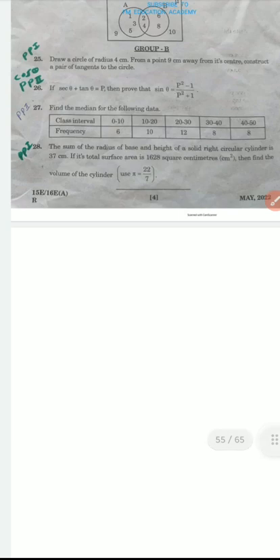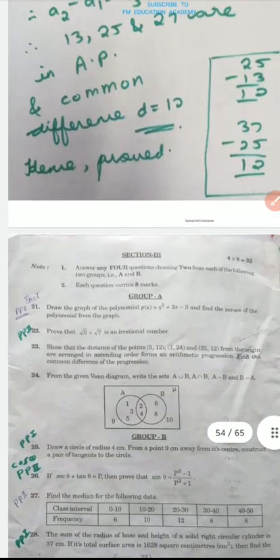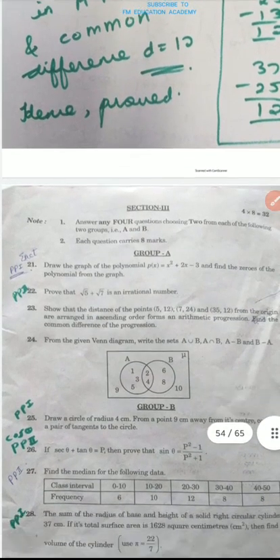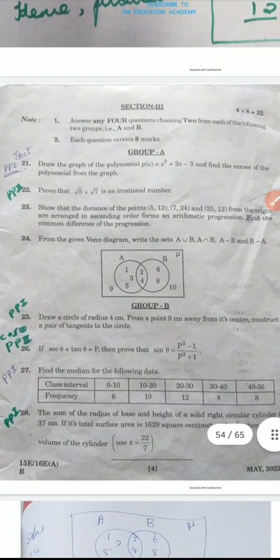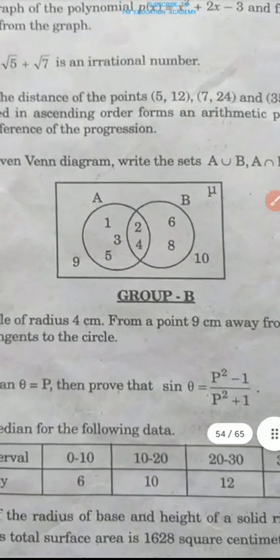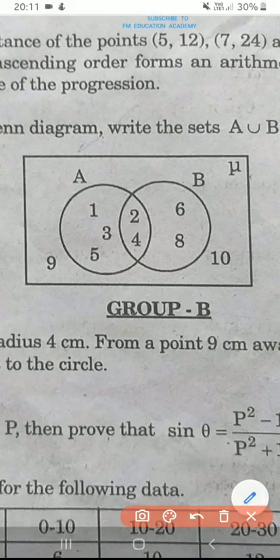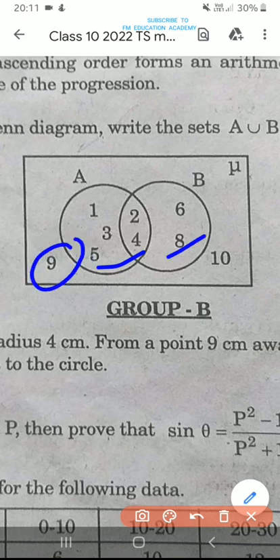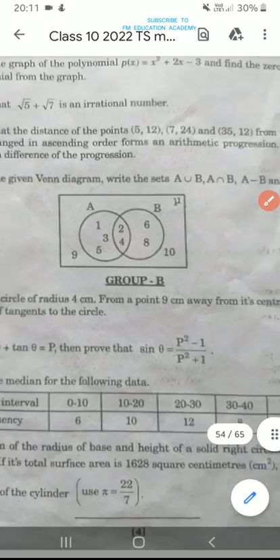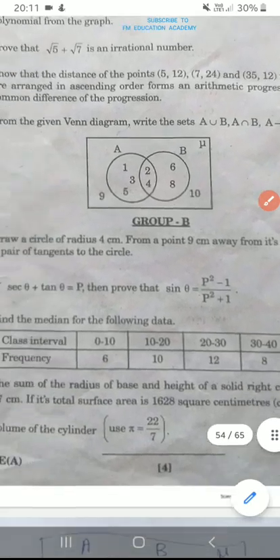Next is question number 24. From the given Venn diagrams, write sets A union B, A intersection B, A minus B and B minus A. This Venn diagram is given to you. Observe the Venn diagram carefully. In set A, some terms are there. In set B, some terms are there. And outside of set A and B also you have two terms, 9 and 10. We have to write A union B, A intersection B, A minus B and B minus A.